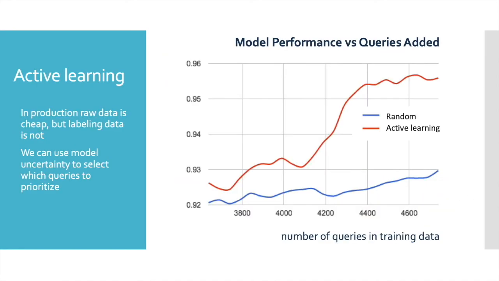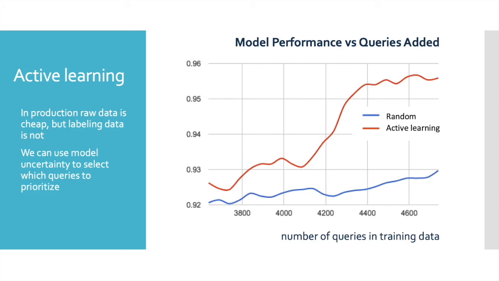So we've talked about how to collect user data. Now let's talk about how to use that data to improve your model. One efficient way to do that is with active learning. In production, raw data is cheap, but labels for that data are still expensive. Active learning is the process of selecting the best queries to label first in order to improve your models most quickly. And that selection strategy is largely based off of selecting queries that your model is currently most uncertain about.